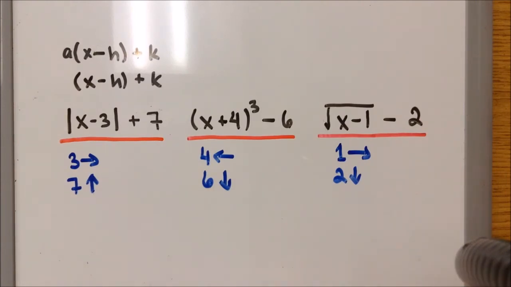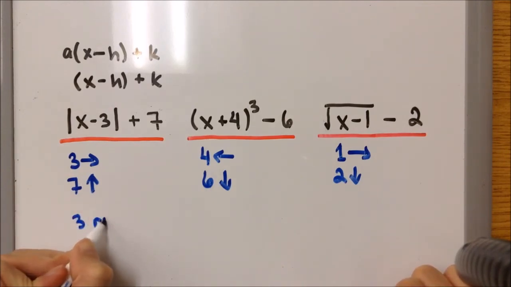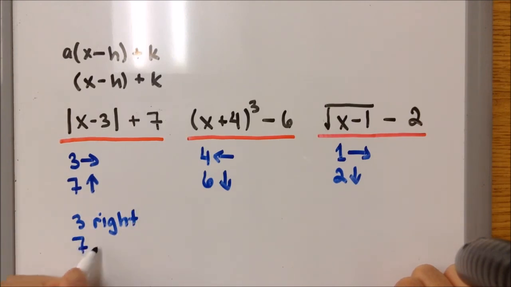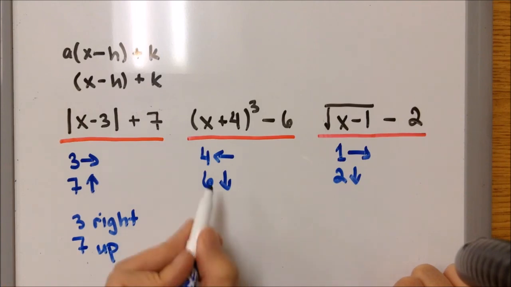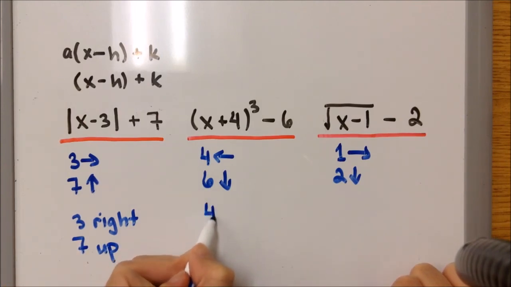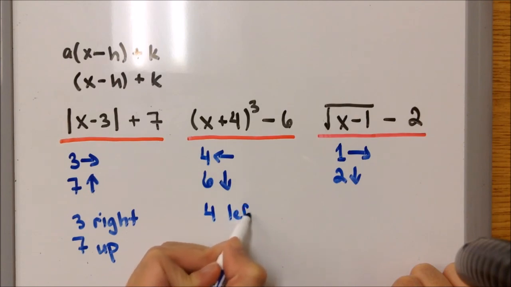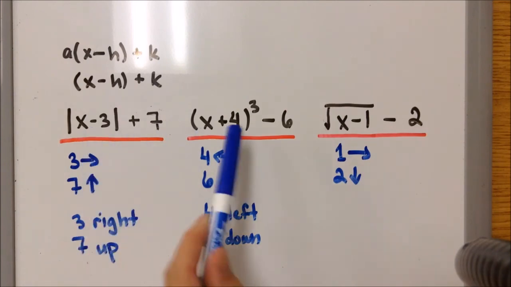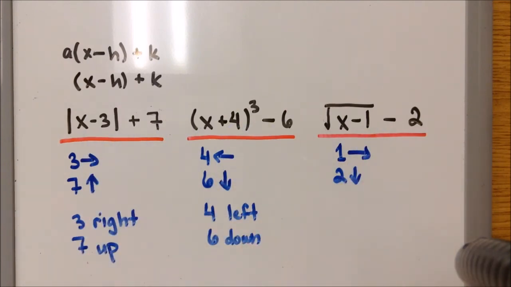You can write it with arrows, or you can also write 3 right and 7 up. Over here, you can write 4 left and 6 down. So if you are required to write out the transformation or describe it when given functions or equations, you can either write it like this, right, up, left, down, or with arrows. That will be sufficient for me.